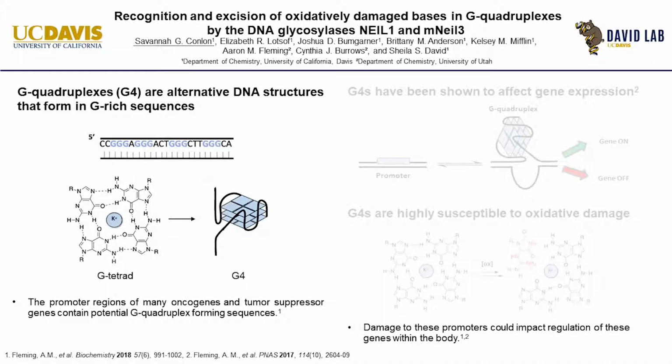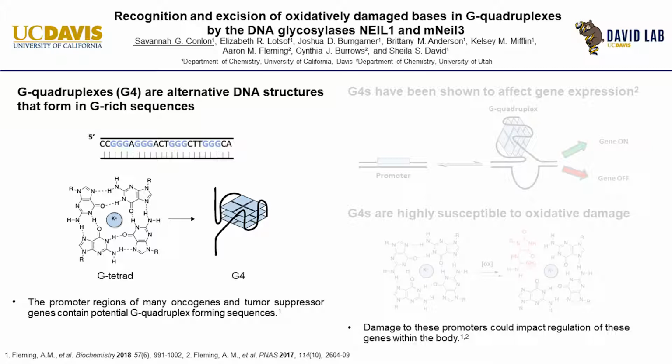I'm excited to share my work called the recognition and excision of oxidatively damaged bases in G-Quadruplexes by the DNA glycosylases NEIL1 and NEIL3. My project focuses on a unique alternative DNA structure known as G-Quadruplexes that can form in G-rich DNA sequences. In these structures, guanine bases hydrogen bond with each other, and the layers stack on each other with the stabilization of central potassium ions.